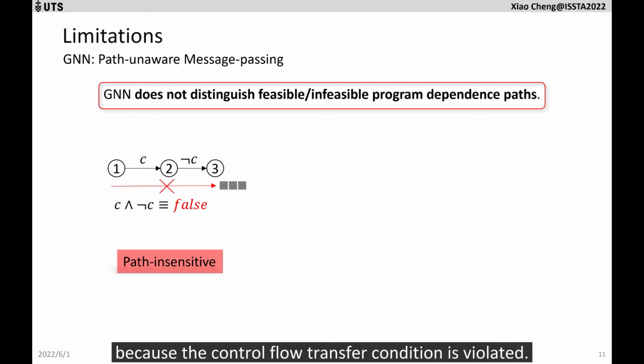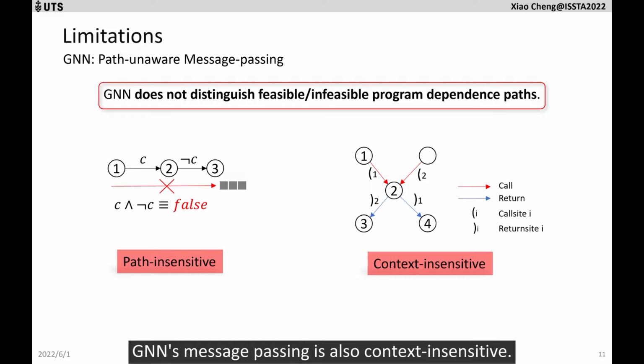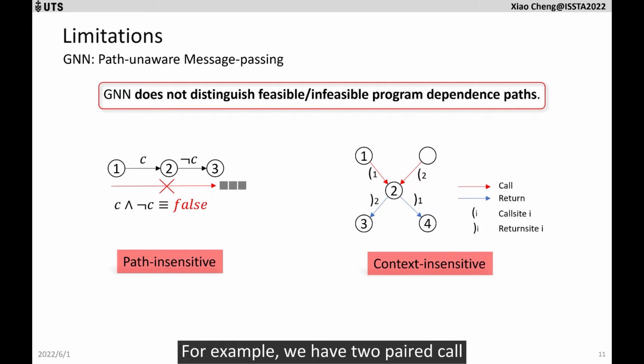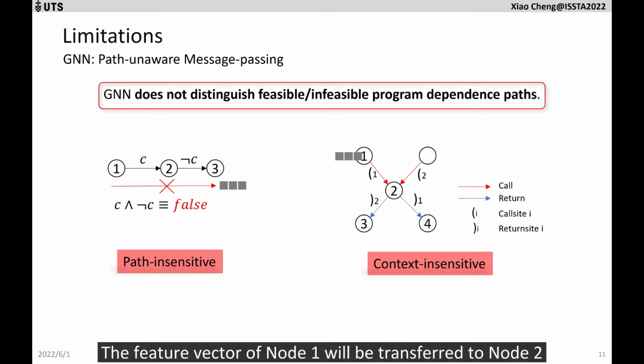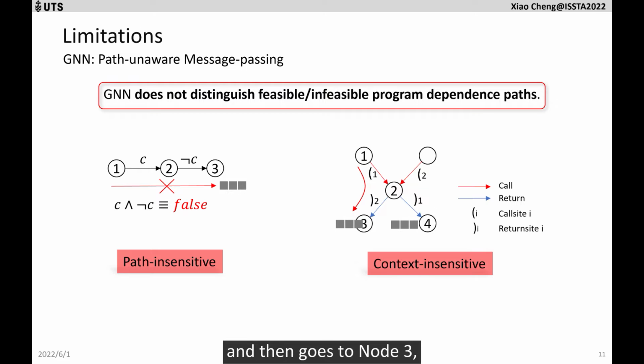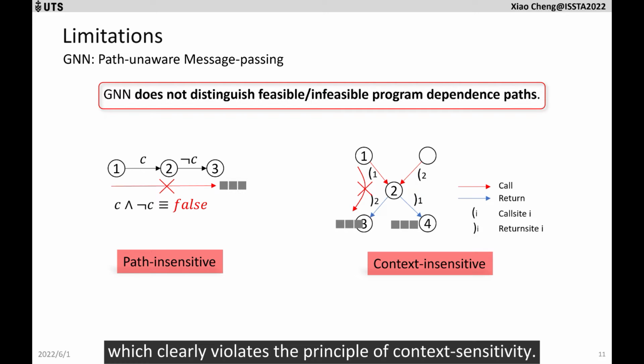transfer condition is violated. GNN's message passing is also context insensitive. For example, we have a paired call site and return site here. The feature vector of node 1 will be transferred to node 2 and then goes to node 3, which clearly violates the principle of context sensitivity.